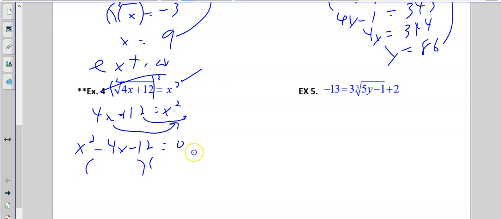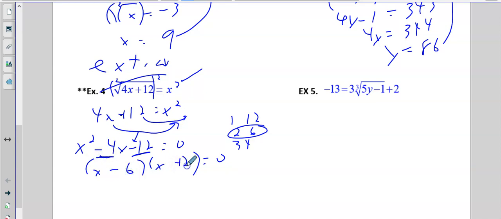And now this goes back to factoring. We've got to be able to factor. So we need 2 numbers that multiply to give us 12 that differ by 4. So 1 times 12, 2 times 6, and 3 times 4 all give us 12. These 2 differ by 4. Now, I want more negatives than positives. But now I've got to set these both equal to 0 and solve. So my answer is not negative 6 and 2. Actually, my answer is positive 6 and negative 2.